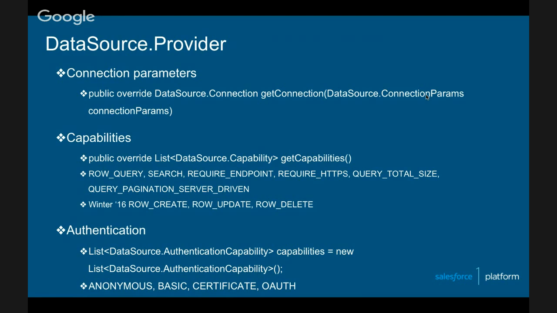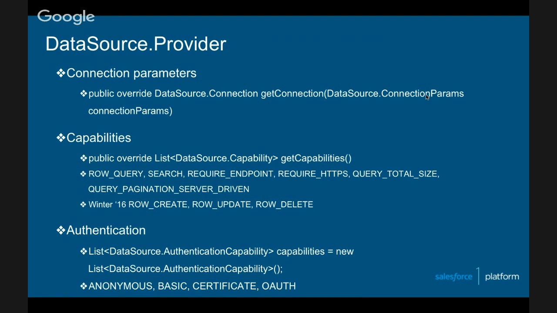The require endpoint, what that is there for is when you're bringing data back and you're constructing it back into the external object, if you have require endpoint enabled, that means you have to supply an actual HTTP endpoint that it can use to go get that next piece of data or that row of data. Require HTTPS, I think it's pretty self-explanatory. It means you've got to use an HTTPS encrypted connection.